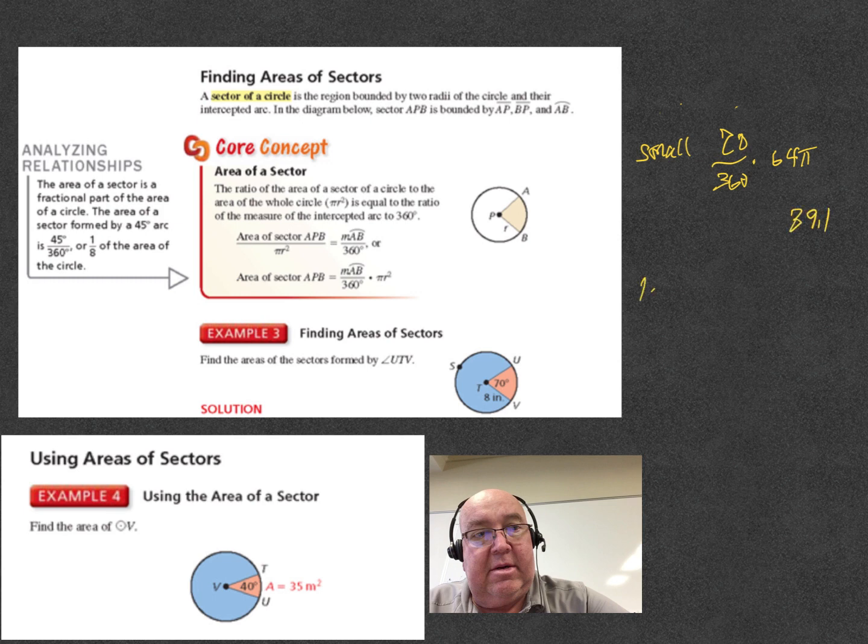Then we want to find the large section, the blue section, and that's going to be 290 over 360 times 64 pi, and that's going to be 161.97.